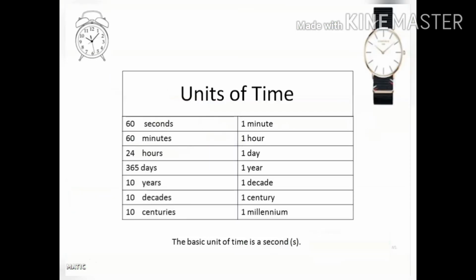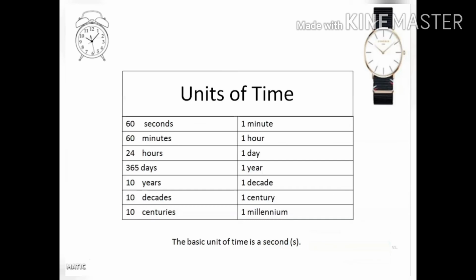Next, let us see units of time. 60 seconds equal 1 minute. 60 minutes equal 1 hour. 24 hours equal 1 day. 365 days equal 1 year. 10 years equal 1 decade. 10 decades equal 1 century. 10 centuries equal 1 millennium.